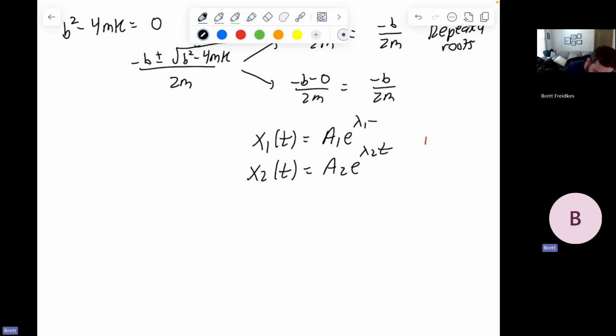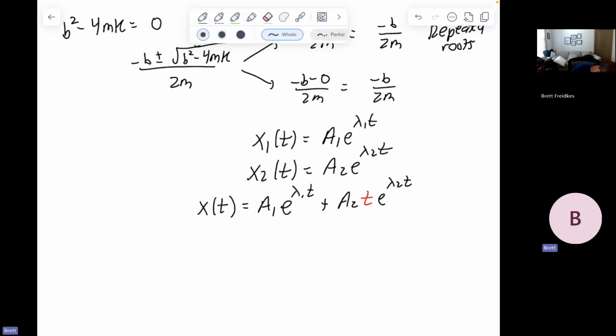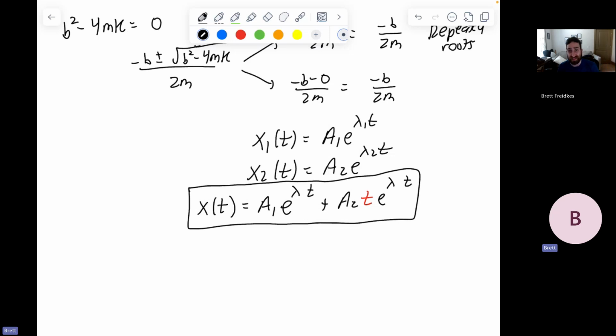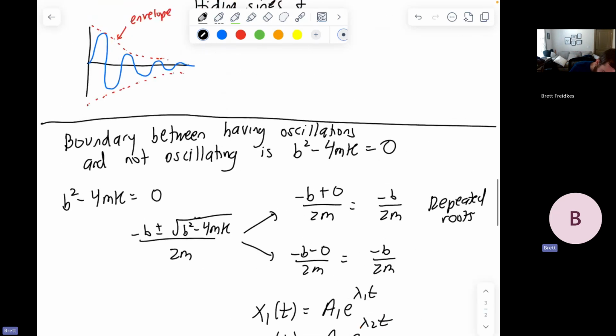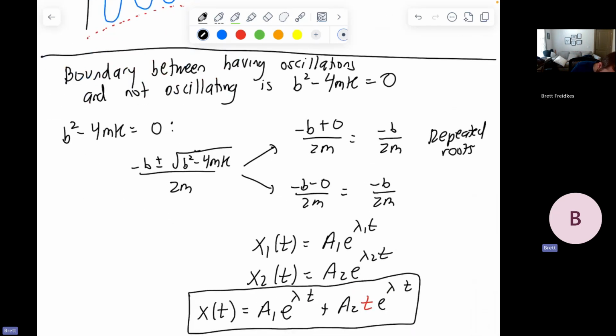If we end up with that situation in differential equations, the way to resolve it is to include an extra factor of t in one of those solutions. I'm going to say that the total solution is a1 e to the lambda 1t plus a2 t e to the lambda 2t. But really the lambdas are the same, so I can just leave them as lambda. They're identical. This ends up being our solution for this type of system. In the case where the discriminant equals 0, we call this critically damped.